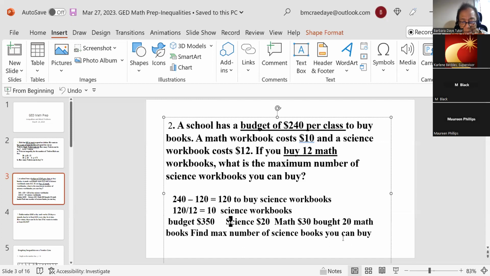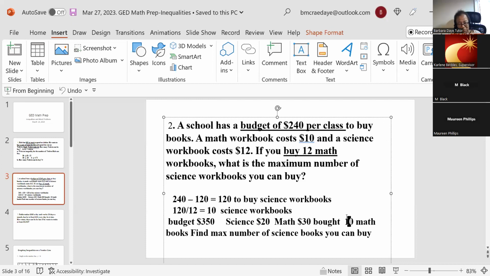I know, yeah. So I wanted to see if you see. Science is okay, I want to leave it at the 20. But the thing is, at $30 for a math book, I can't buy 20. I don't have enough money. My budget is $350. That's $600. Yes. So that one is wrong.